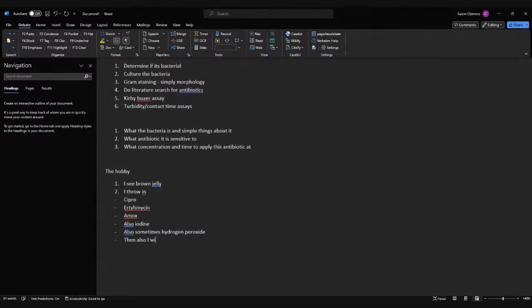Then also I like amino acids. And they make me feel warm and fuzzy. And I use them without question because everyone on Instagram says they are awesome. And also they glow green.